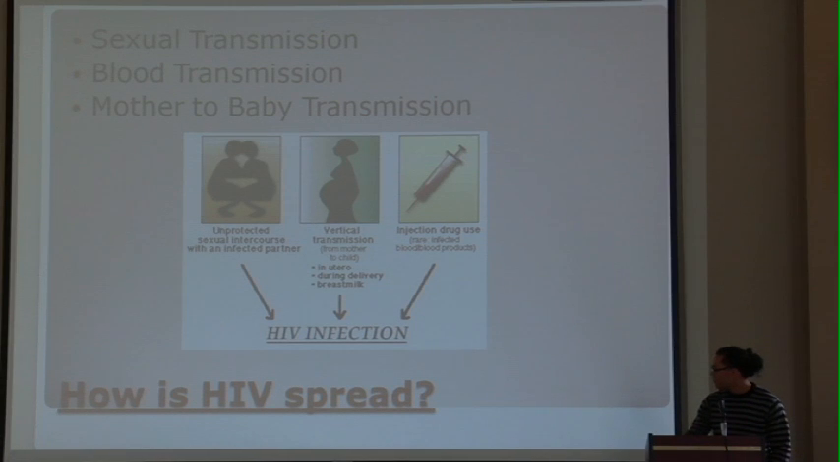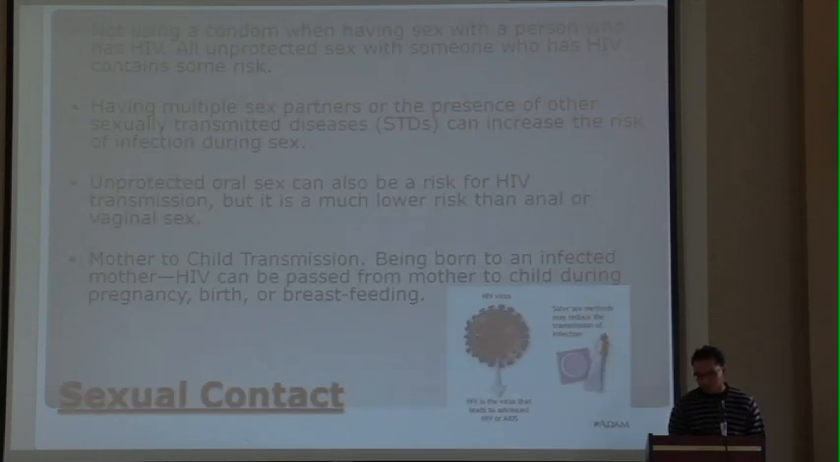Next slide. So how is HIV spread? The 3 ways it could be spread are through sexual transmission, blood transmission, and mother-to-baby transmission. And I'll go into more detail with those. Next slide. So sexual contact, meaning you have unprotected sex with someone who has HIV. It can also include having multiple sex partners or the presence of other sexually transmitted diseases, which increase the risk of infection during sex. Unprotected oral sex can also be a risk for HIV transmission.